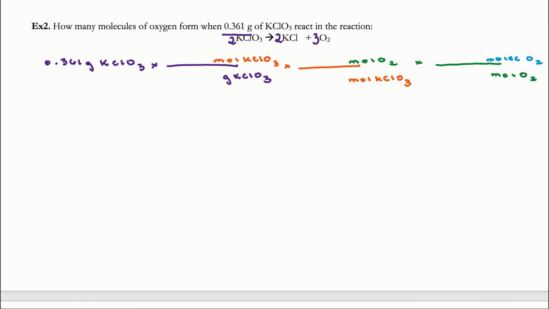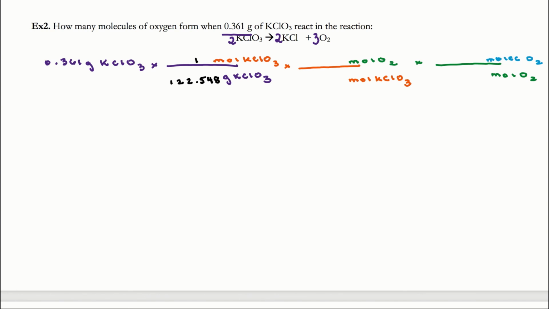So I first have to determine the molar mass of potassium chlorate. Potassium has a molar mass of 39.098. Chlorine is 35.453, and then oxygen is 15.999, but I need to multiply that by 3. And so the molar mass I get for potassium chlorate is 122.548 grams for every 1 mole.